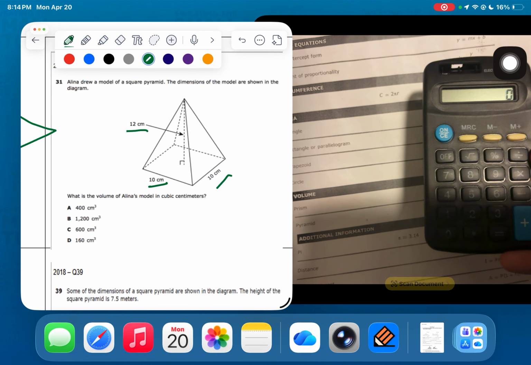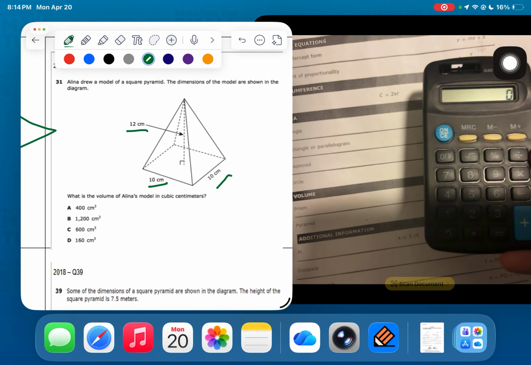Okay? In this one, we are told this is a square pyramid. And we are given the measures right here. But we're only given 2 numbers. We need 3. Where is the third number? It's right here. We gotta keep reading. The height of the square pyramid is 7.5.